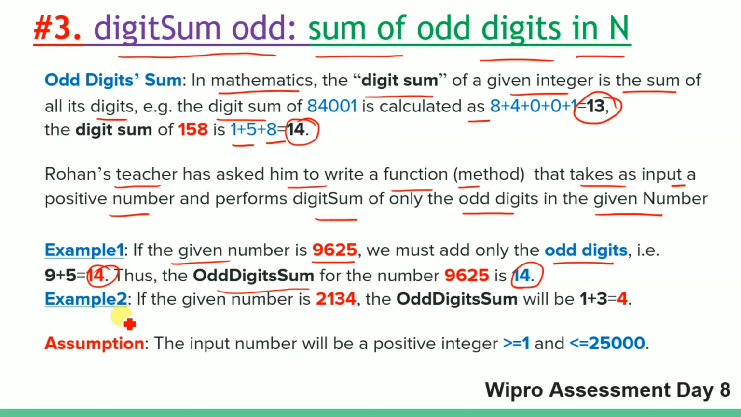And another example is given, that if the given number is 2134, here we can see that there are two odd digits, that is 1 and 3. So the odd digit sum will be 1 plus 3, which is equal to 4. The assumption is that the input number will be a positive integer greater than or equal to 1 and less than or equal to 25,000.